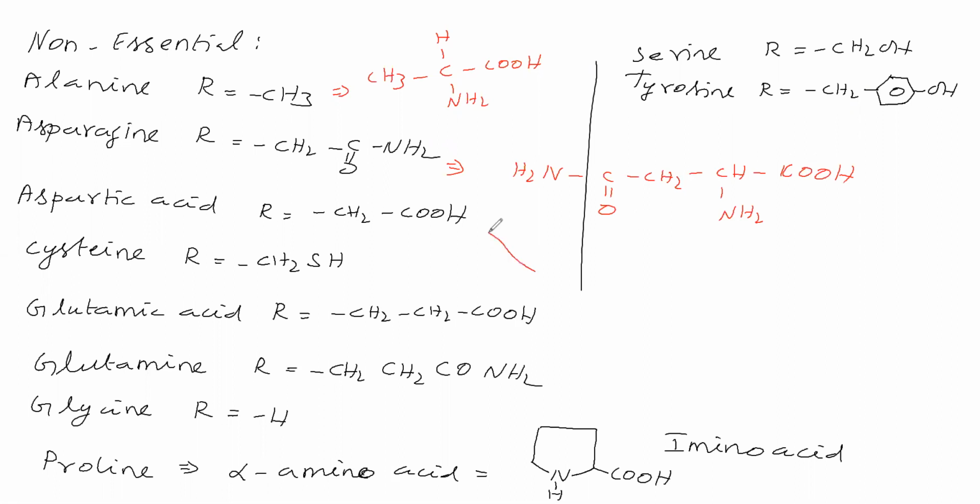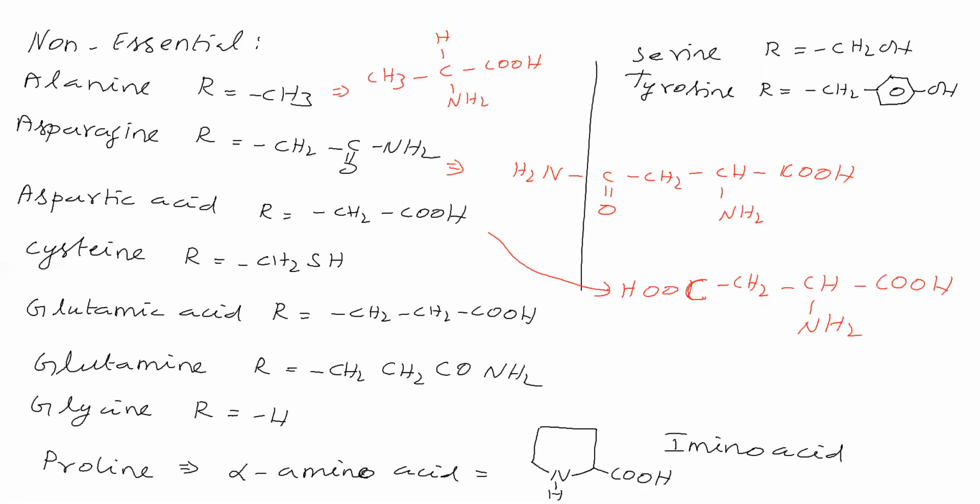Next, we will take aspartic acid: COOH, CH2, CH, COOH, NH2. Here, 2 carboxylic acid groups are there. Therefore, it is an acidic amino acid. Acidic amino acid means a greater number of carboxylic groups. Basic amino acid means a greater number of NH2 groups. Neutral amino acid means an equal number of NH2 and carboxylic groups.